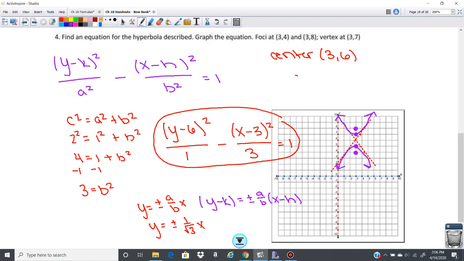So it's going to look somewhat like that when you're drawing this hyperbola. And that should be everything you need for this question.